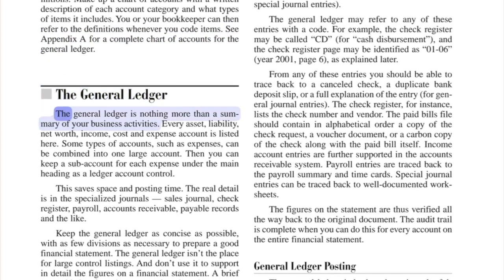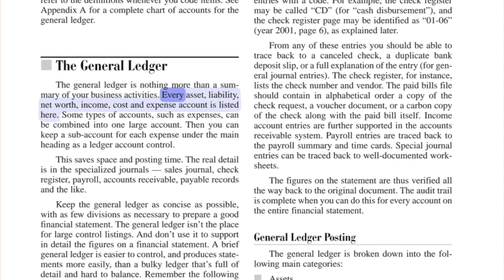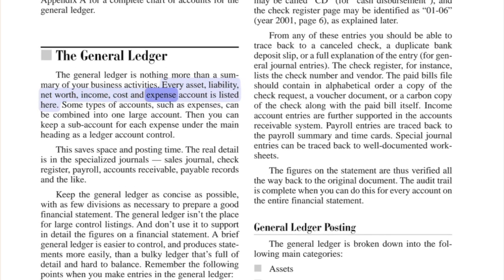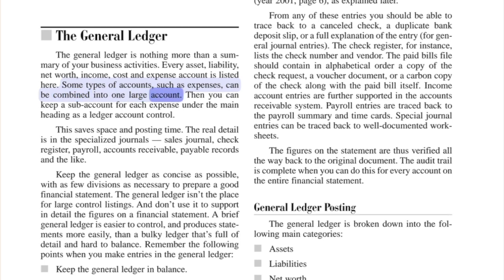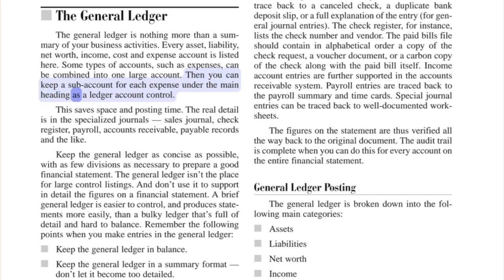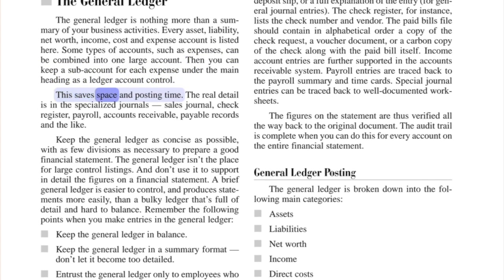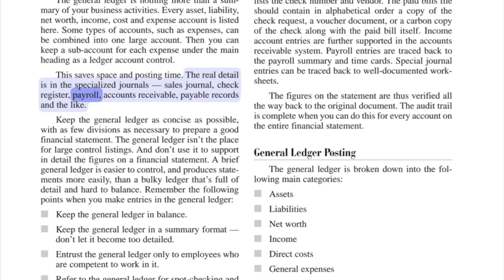The general ledger? The general ledger is nothing more than a summary of your business activities. Every asset, liability, net worth, income, cost, and expense account is listed here. Some types of accounts, such as expenses, can be combined into one large account. Then you can keep a sub-account for each expense under the main heading as a ledger account control. This saves space and posting time. The real details are in the specialized journals: sales journal, check register, payroll, accounts receivable, payable records, and the like.